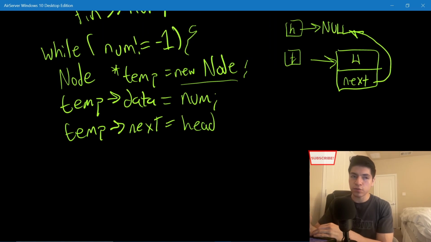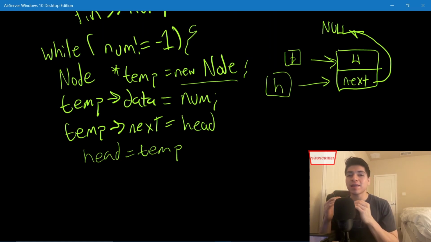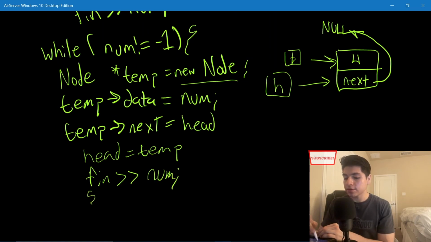All right, and to finish off, we're going to do head equals temp, which is going to make that last node we just added now the new head. The reason we want to do that is so that head can point towards the last node, so we can later on print the list in reverse order. And before we close off our loop, we're going to do fin next number. So what this is basically doing is going to reiterate through the list until it's done.